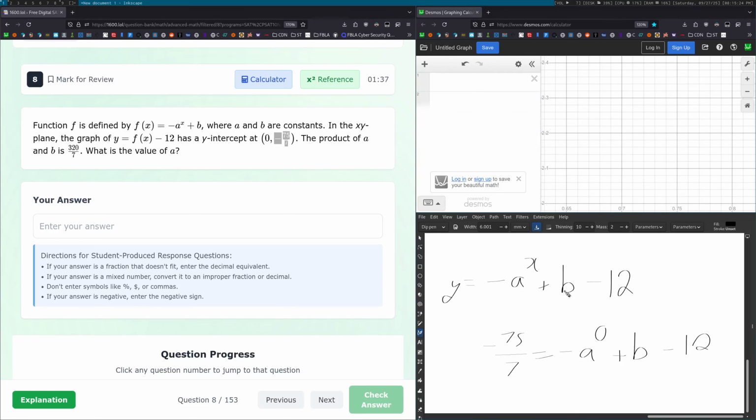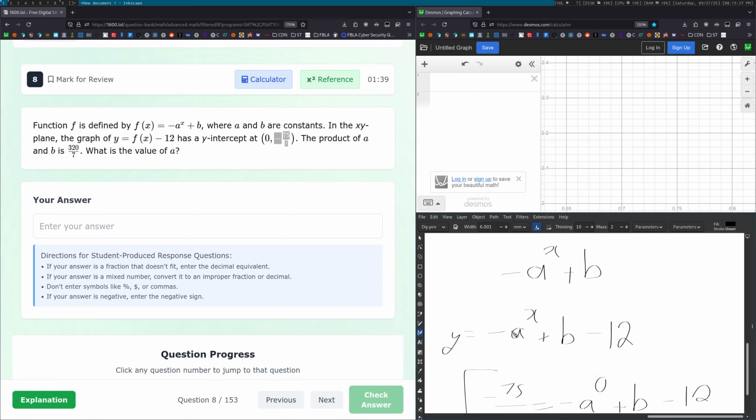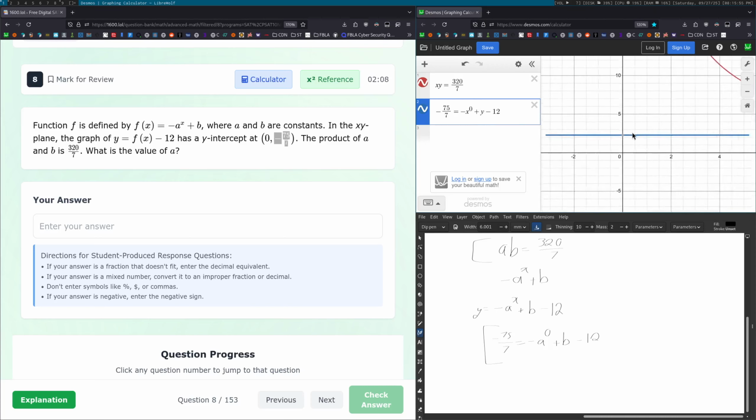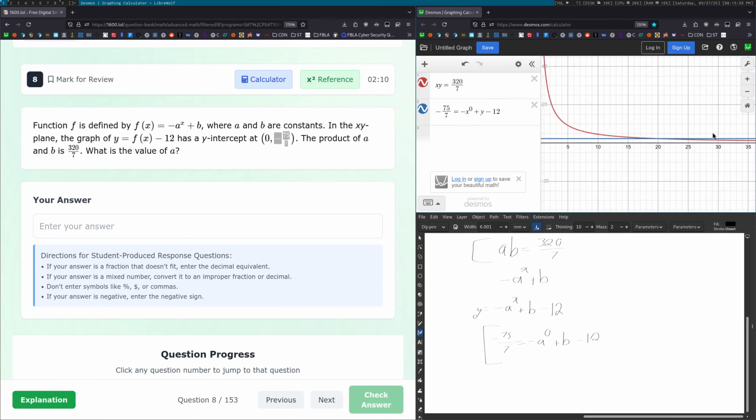Okay, and now we have one equation and another equation linking a and b together. We can just graph them as a system. I'm going to change them to x and y. 320 over 7, and negative 75 over 7 is equal to negative a times 0 plus b minus 12. If you're not sure what that is, Desmos can just do it for you, so it doesn't really matter. Changing these back, and we get this intersection. Let's see what it is.